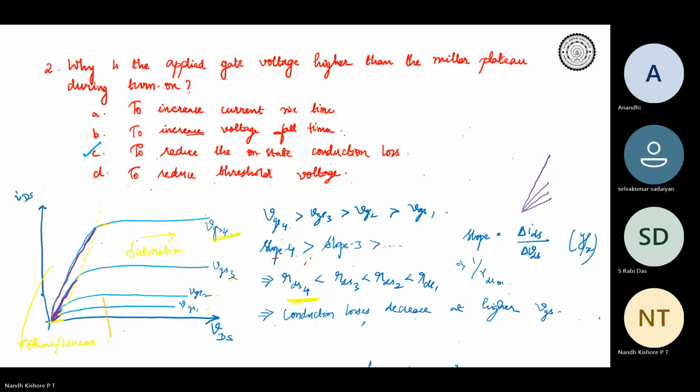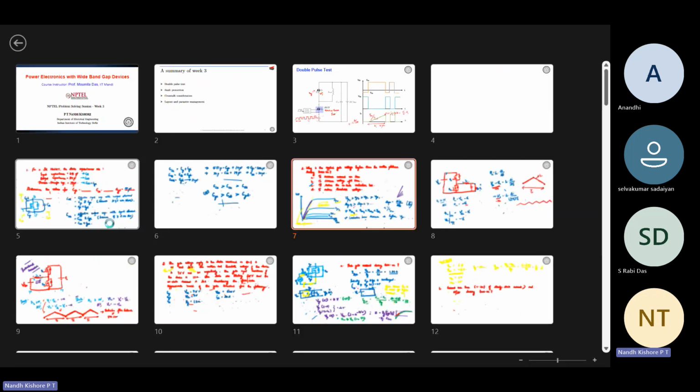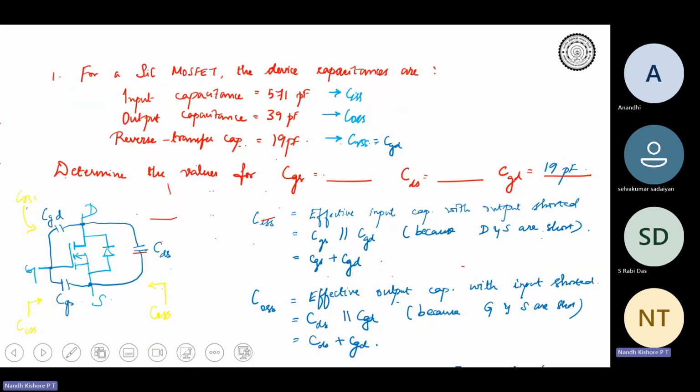The flat line that you see over here. Why is this flat? It is flat because now it is behaving like a current source, allowing a constant current to flow through it.